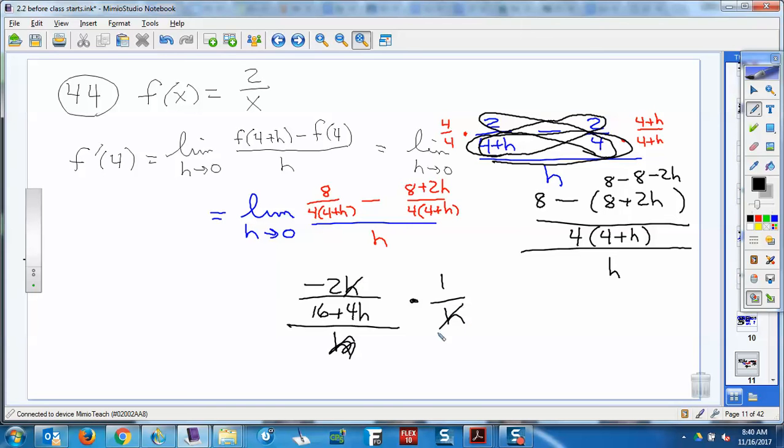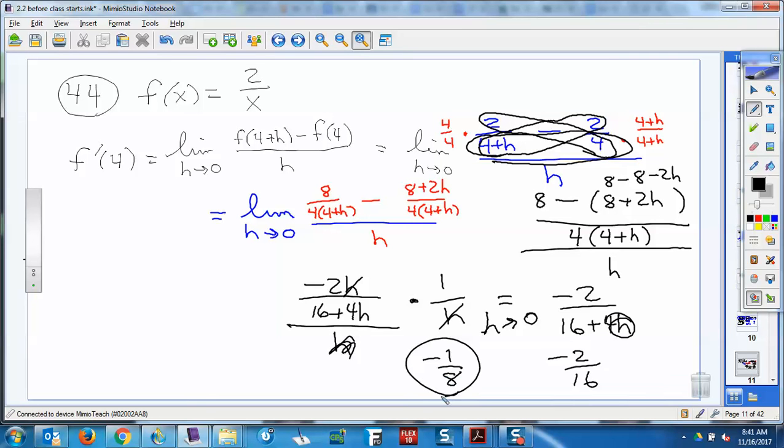And now we can see that those two h's cancel, which of course is what we wanted to happen, just like what happened with our factoring business. So now we got negative 2 over 16 plus 4h, and now we can let h go to 0, and so we get negative 2 over 16 because that becomes 0 right there, and that is negative 1. Okay? Now, if we look at what that graph would look like, 2 over x actually looks a lot like 1 over x, goes like that. So if we get out here at 4, we would have a slope that looks very much like it would be negative 1.